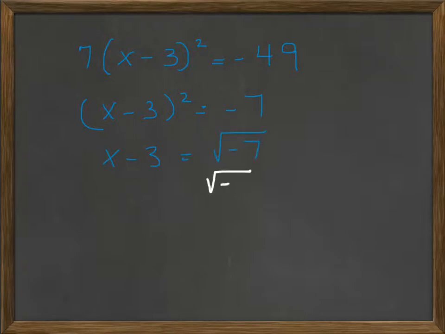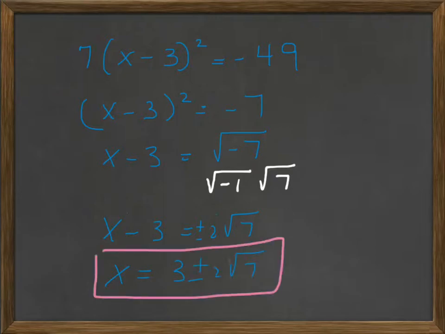Once again, we can divide -7 up into the square root of -1 times the square root of 7. This gives us x - 3 equal to i, because the square root of -1 is i, times the square root of 7. Again, we need to have our plus or minus. We add 3 to both sides, giving us x = 3 plus or minus i√7.